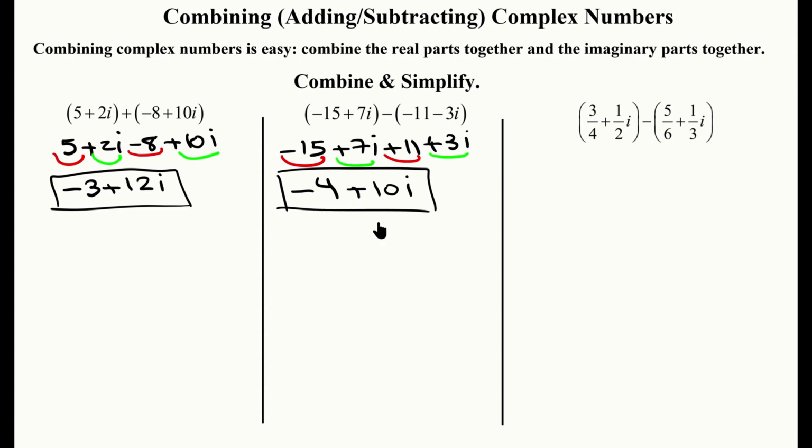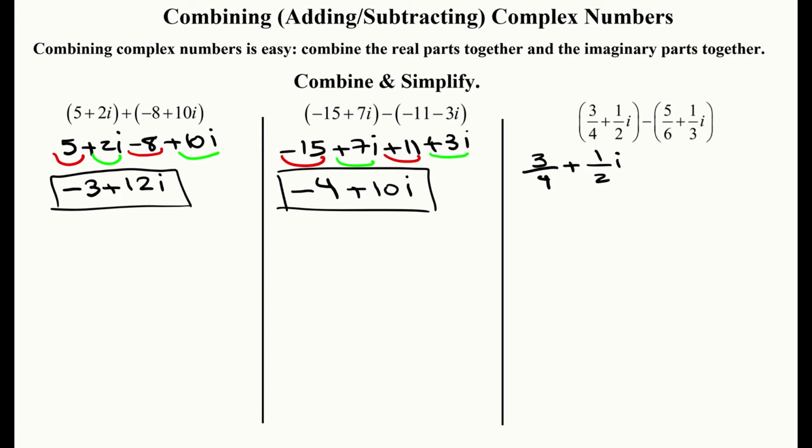You write it as, like if this were negative, you would just write it as negative 4 minus 10i. That's considered standard form for all purposes. Moving on to this next one, we notice that we have some fractions, but that makes no difference. We're going to do the same thing. We can drop the first set of parentheses, so we get 3/4 plus 1/2 i.